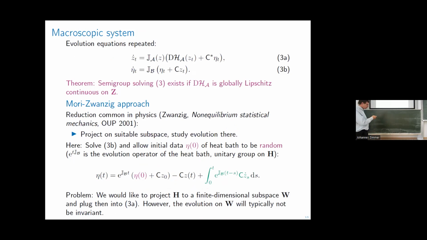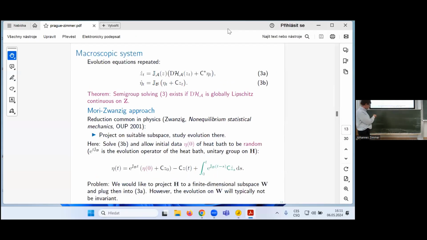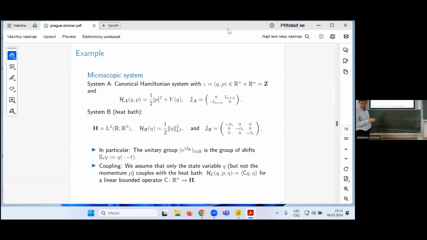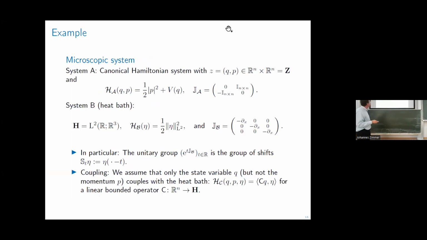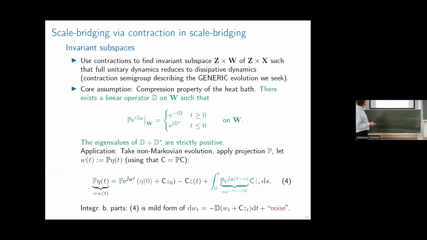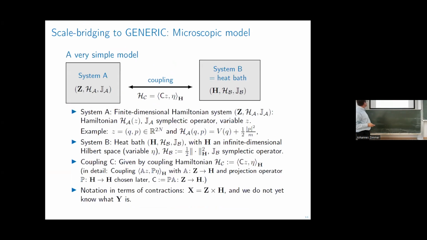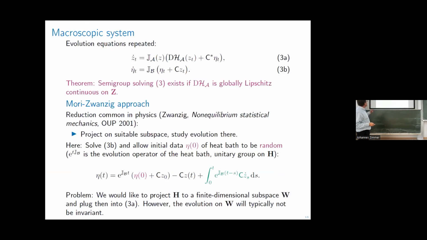So we have the equation of motion. This is an infinite dimensional system. So of course, the question is, does the system have a solution? Yes, under mild assumptions on the growth of the Hamiltonian, it does.